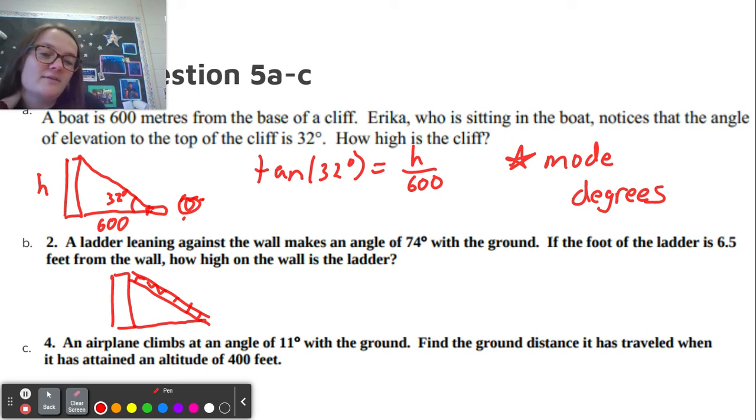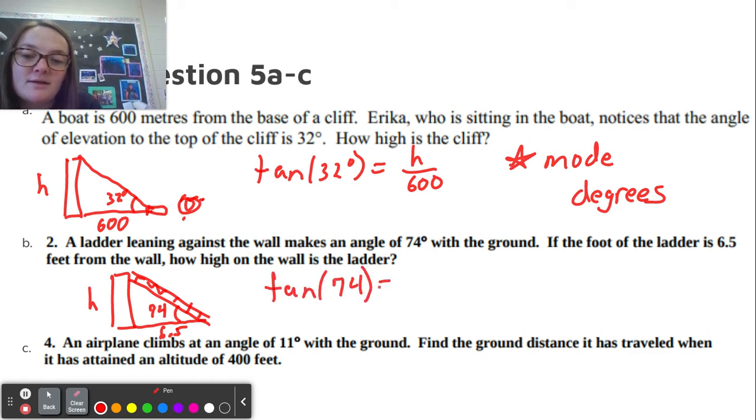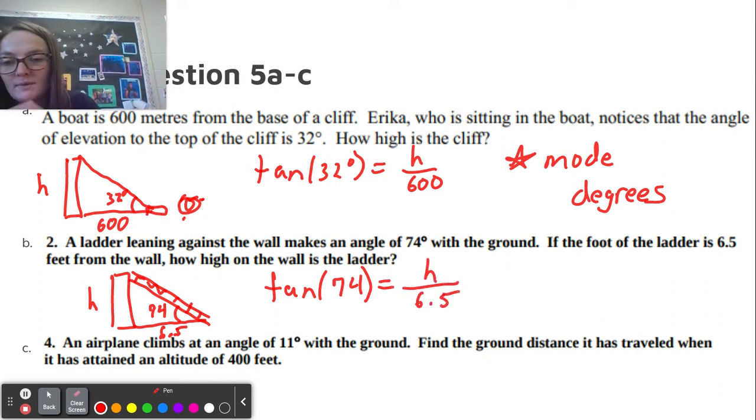If the foot of the ladder is 6.5 feet from the wall, so 6.5 is right here. It says how high is the wall? How high on the wall is the ladder? So we want to know this. This angle here is super steep, so I probably should have drawn it a little different, but we have 74 degrees here. This sets up the exact same. I know angle 74, I want to know height, so this is going to be tangent of 74 is equal to height over 6.5.